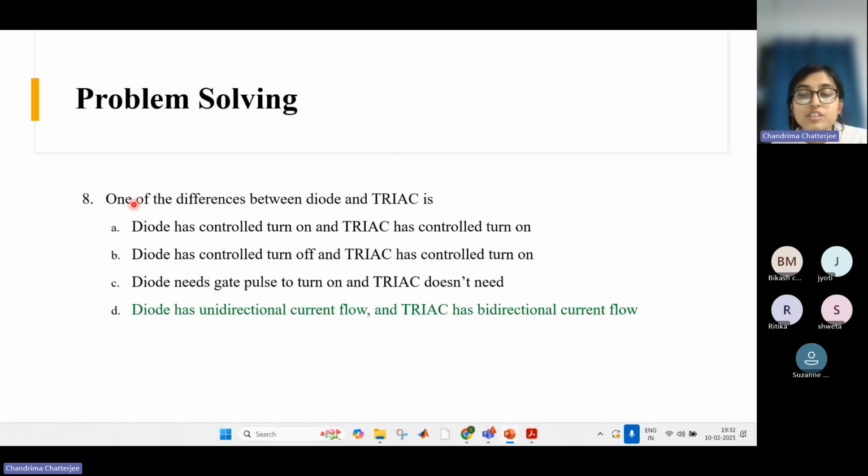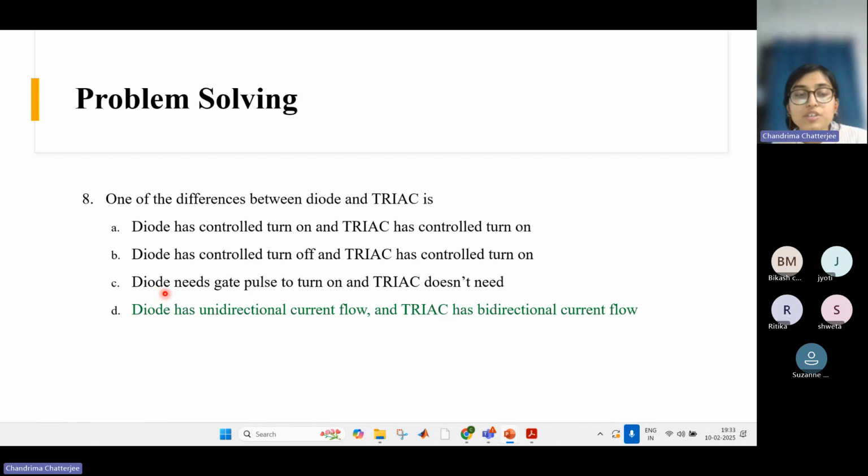Another question we have: one of the differences between diode and triac is... There are four options. Diode has controlled turn on and triac has controlled turn on. This is definitely wrong because a diode is not a controlled device. Diode doesn't have controlled turn on. Second option is diode has controlled turn off and triac has controlled turn on. This is again wrong because we can't control turn on and turn off of a diode.